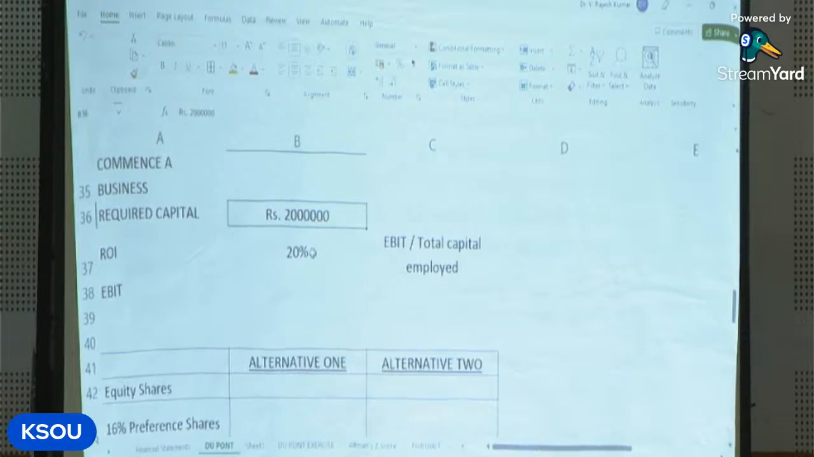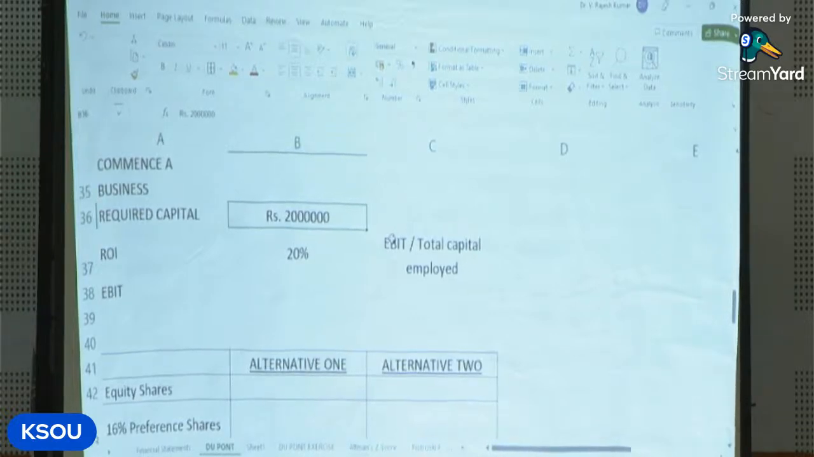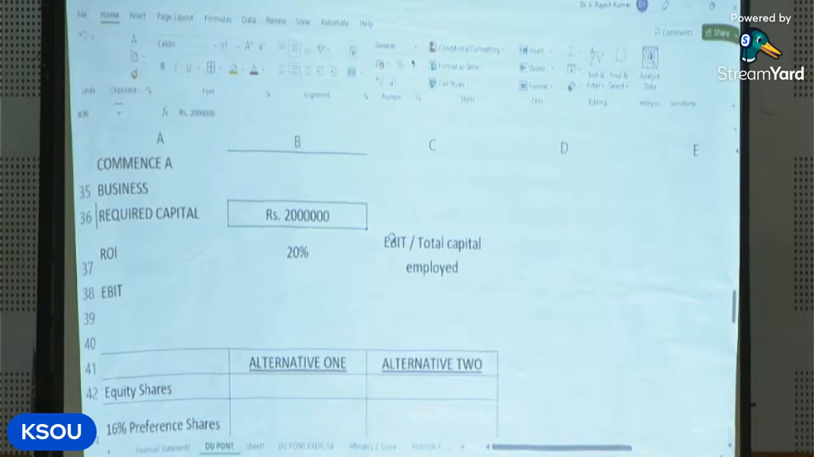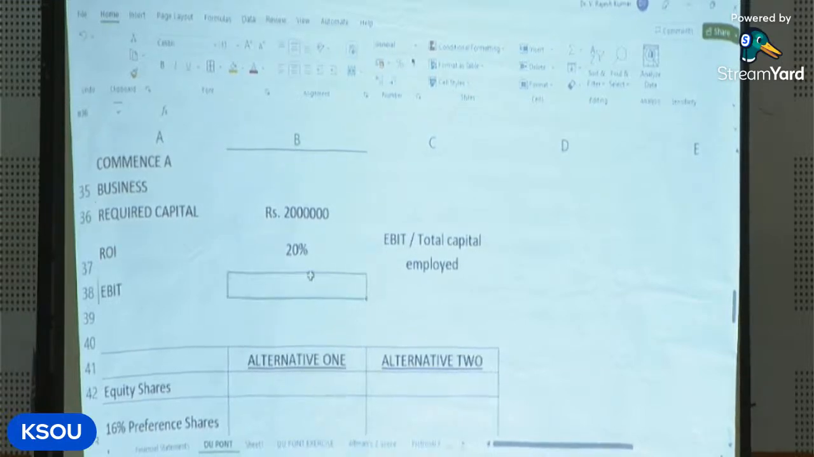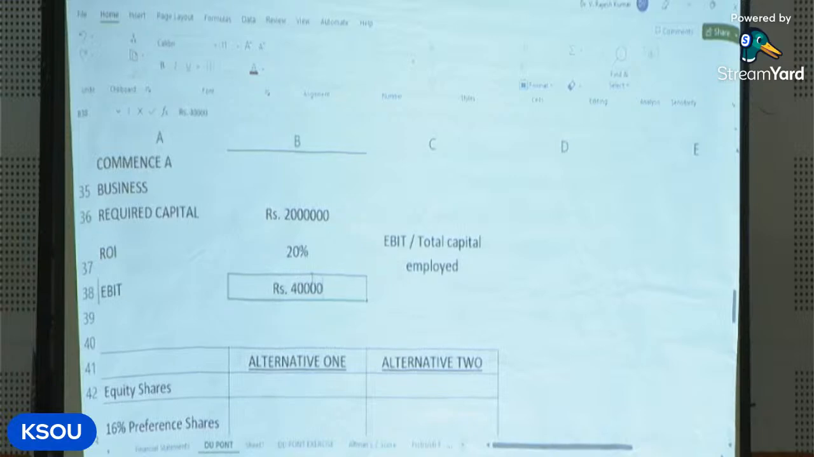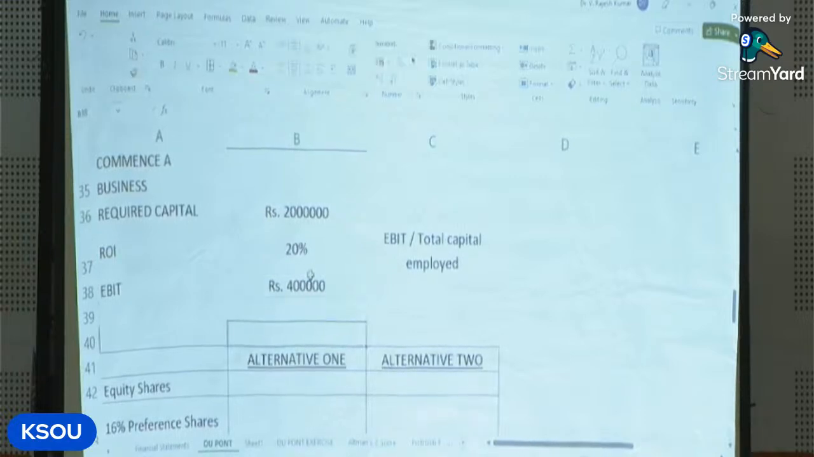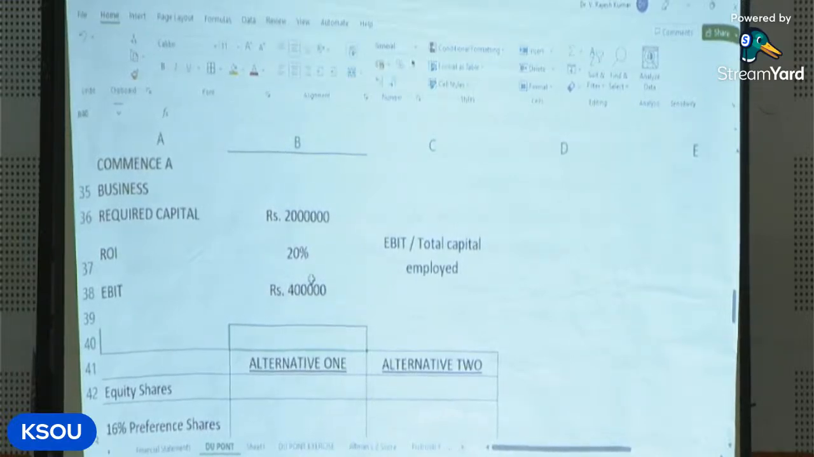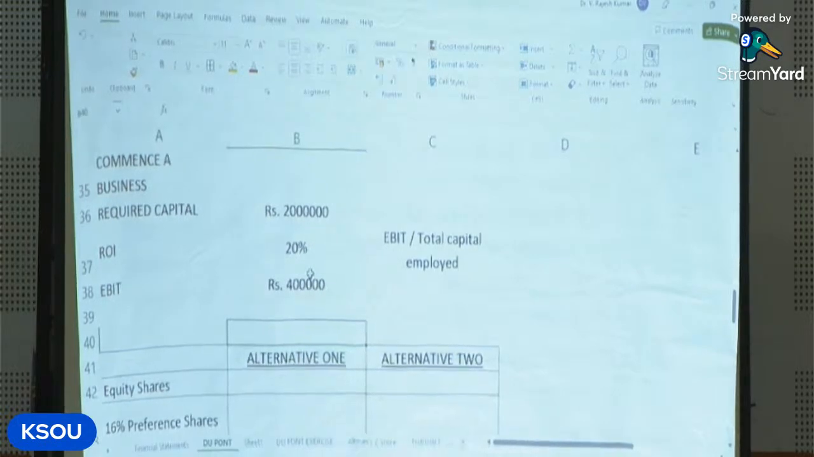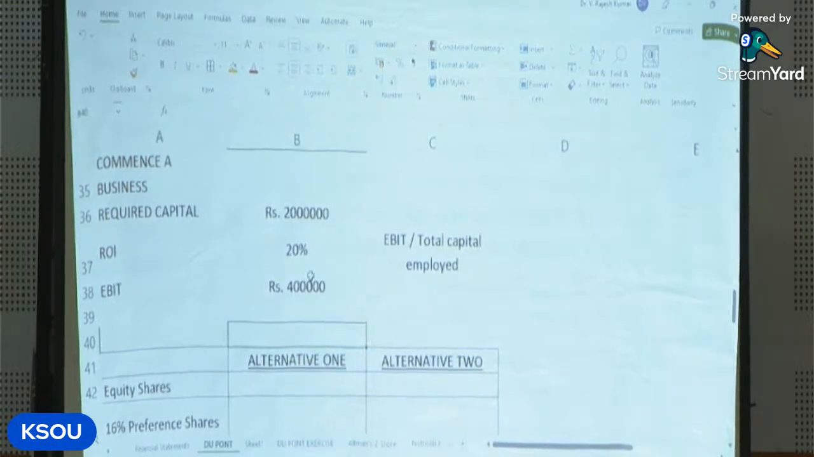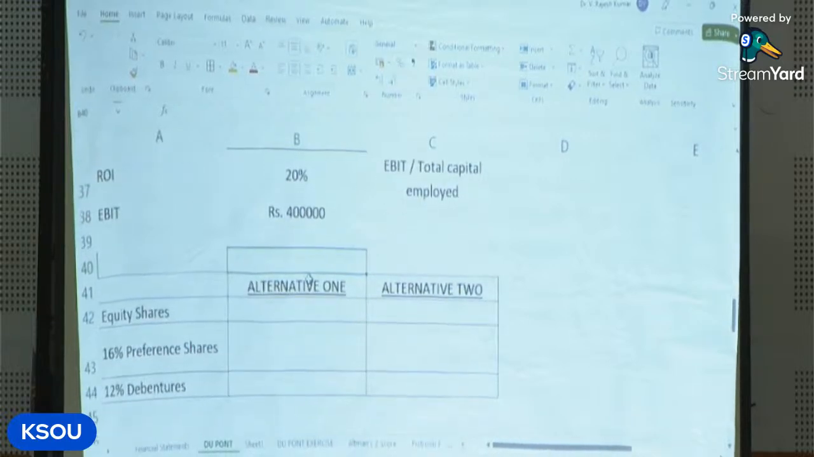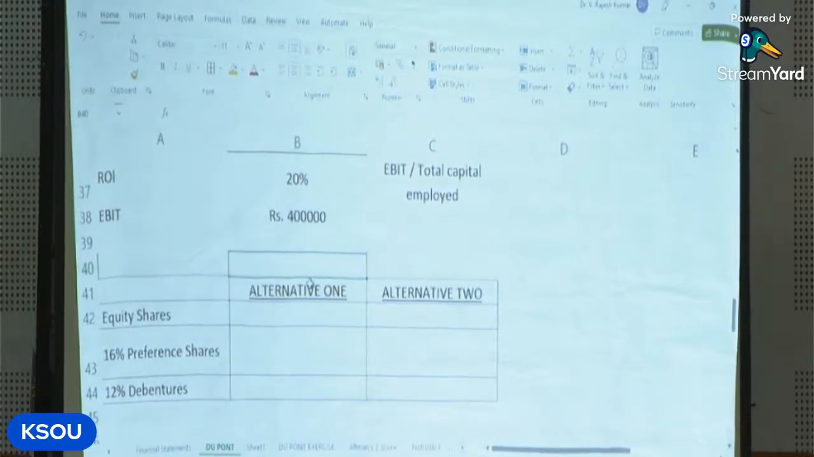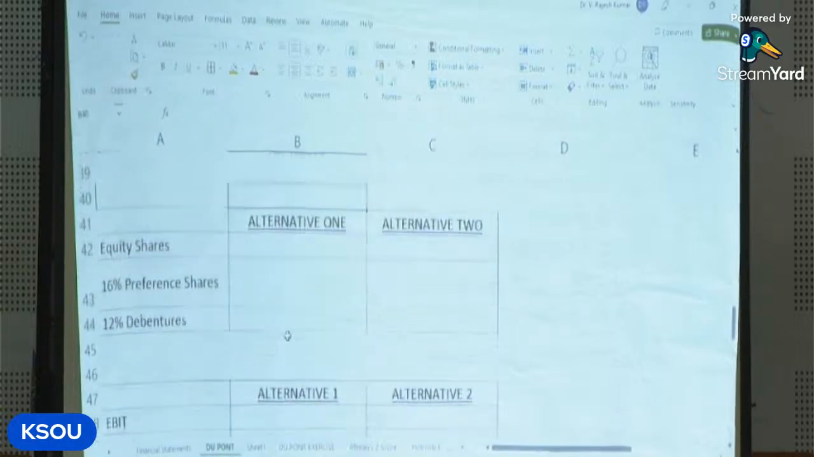So ROI 20% means EBIT is 20% of capital. So 20% of 20 lakh is how much, sir? 4 lakhs. So if you start this business, you can expect an EBIT of 4 lakhs on an investment of 20 lakh every year. But then the question is, how should I get this 20 lakhs? What should be the source?